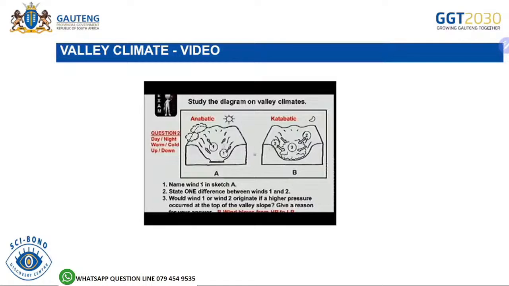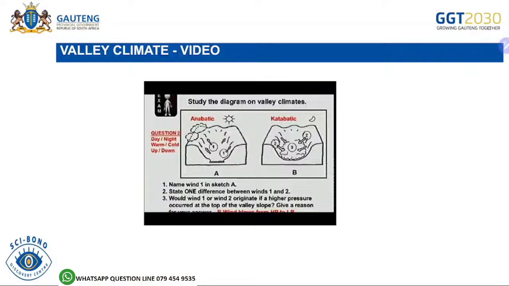First difference. Second difference, what we've got here is that this one occurs because of heating. In other words, it's warm air that rises. This one has to do with cold air that sinks. Another difference between the two would be that this wind blows from the valley upwards, and this one blows down the slope. Okay, so those are the differences between these winds that we've got.